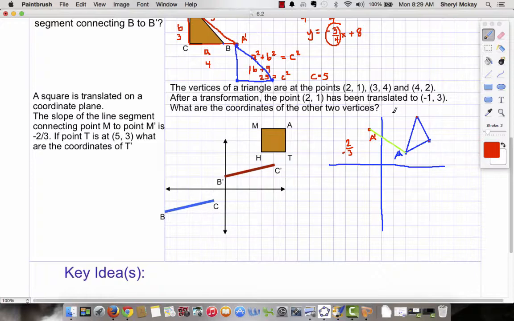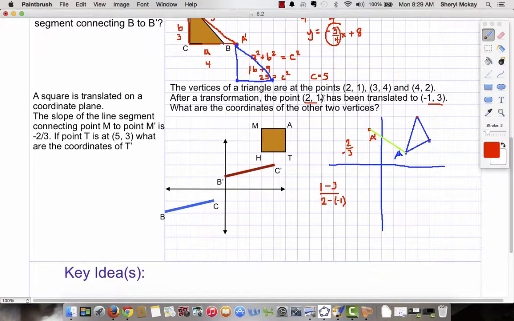Or I could just slide them. But I don't want to always have to draw. I want to be able to think about this. I want to think about how I figured out the slope between these two points. Well, if I figured out the slope between (2, 1) and (-1, 3), remember it's the change in y over the change in x. So if we have 1 minus 3 over 2 minus a negative 1. Do you see what I just did?